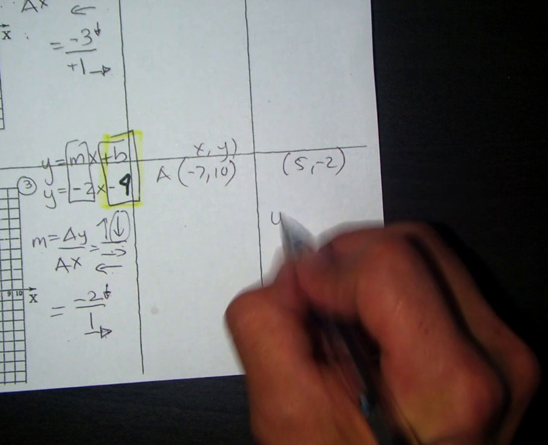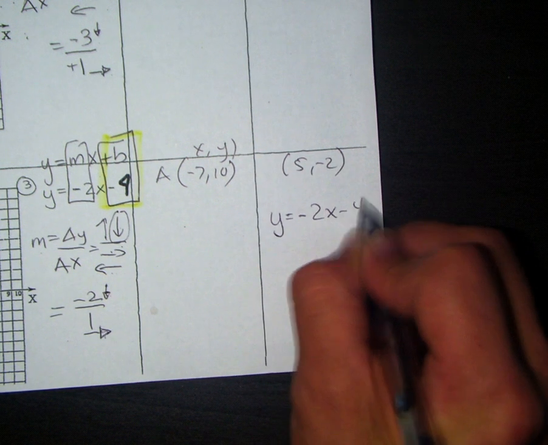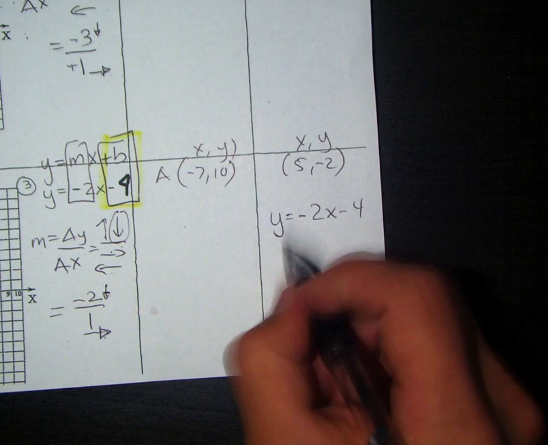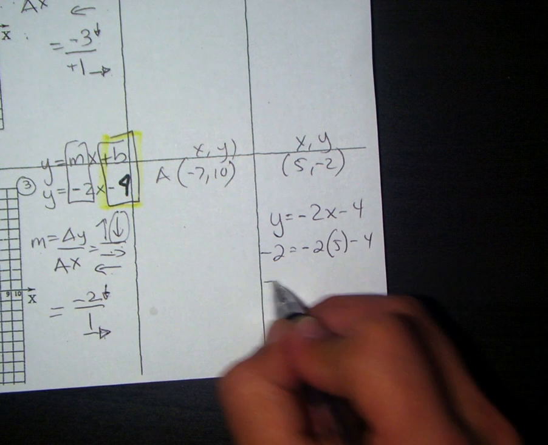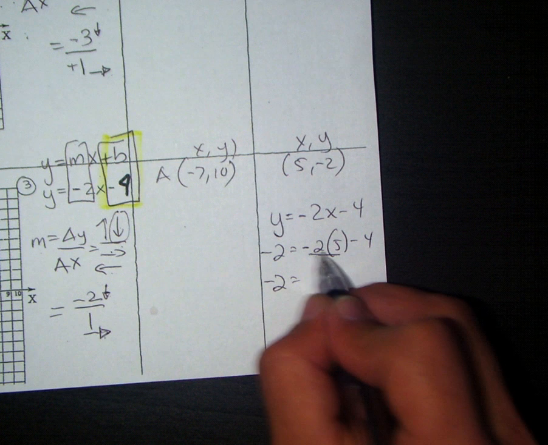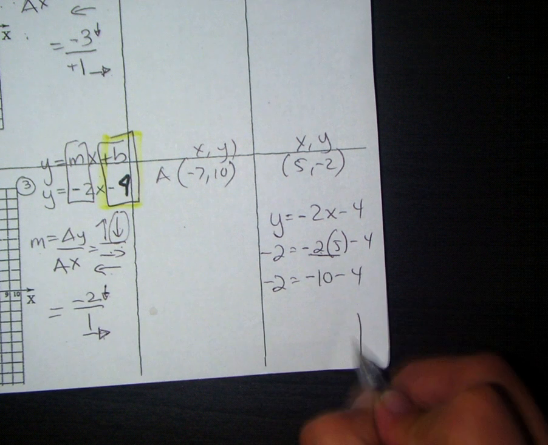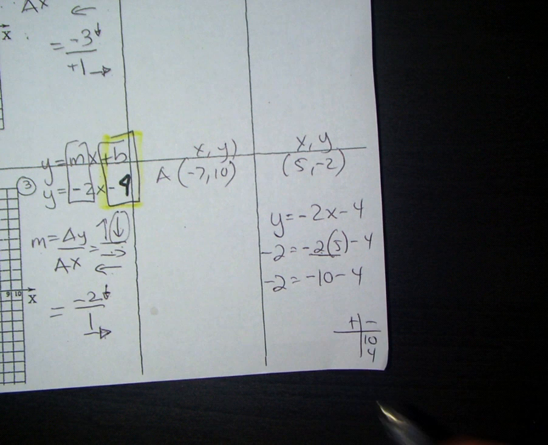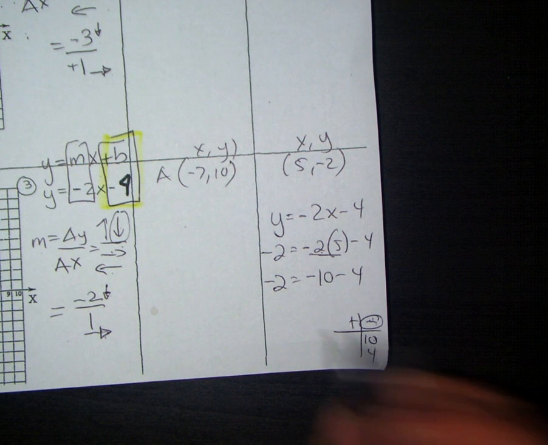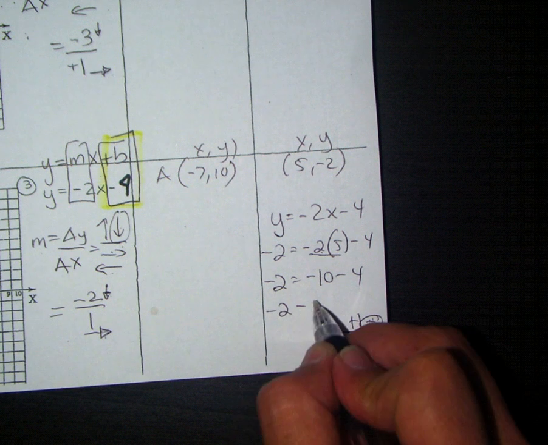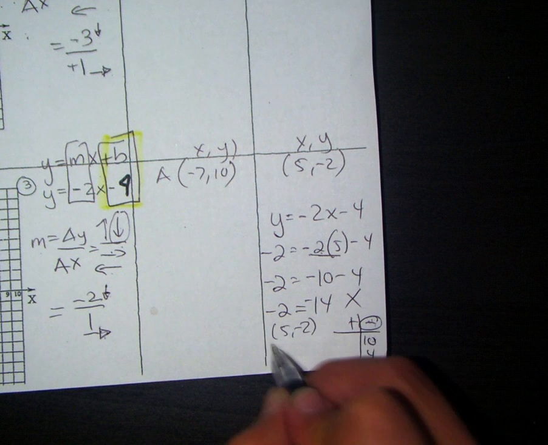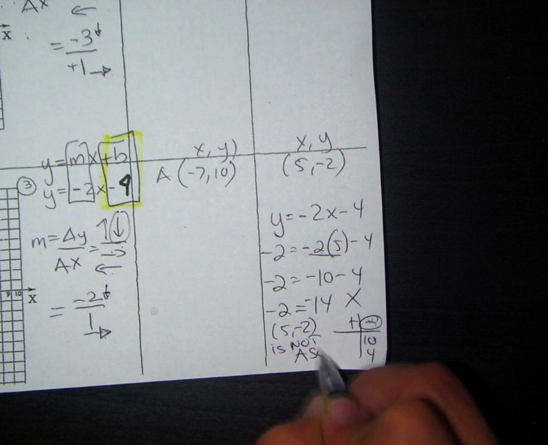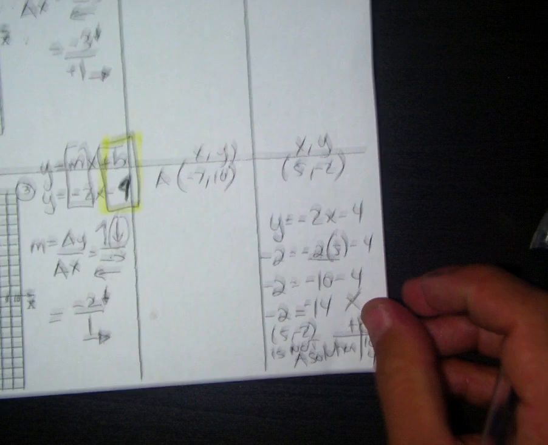So let me do one. Which one do you want me to do? I'll do no solution. Y is equal to negative 2X minus 4. Here's my X, comma Y. My Y is negative 2, is equal to negative 2 times your x, which is 5, minus 4. Negative 2 times 5 is negative 10 minus 4. So negative 10, negative 4, who won? The negative, by how many? 14. So negative 10 minus 14 is not equal. So 5 comma negative 2 is not a solution.